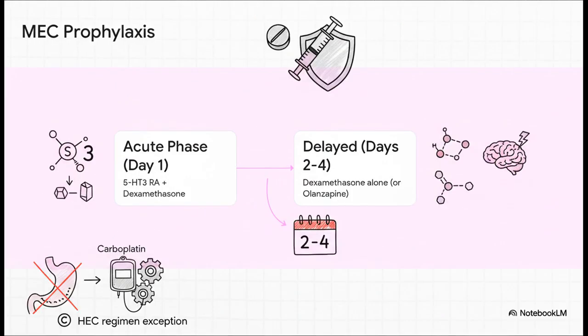Okay, stepping down to moderate risk, things get a little simpler. For the acute phase on day 1, the standard is a 2-drug combination, a 5-HT3 antagonist plus dexamethasone. Then for that delayed phase on days 2 through 4, we usually just continue with dexamethasone by itself. And don't forget our big exception. If that MEC agent is carboplatin, you ignore this and use the HEC regimen we just talked about.